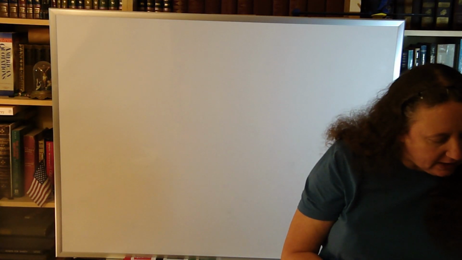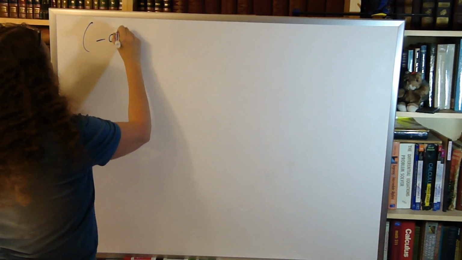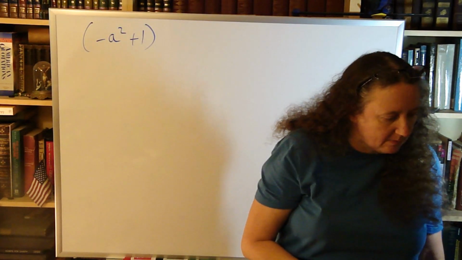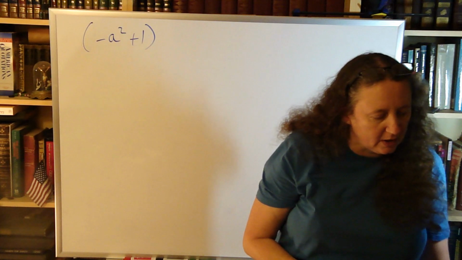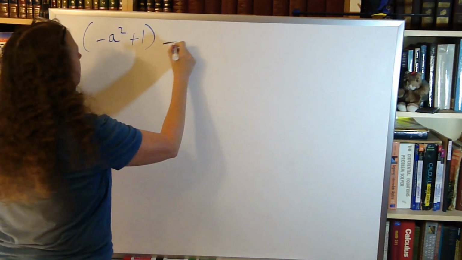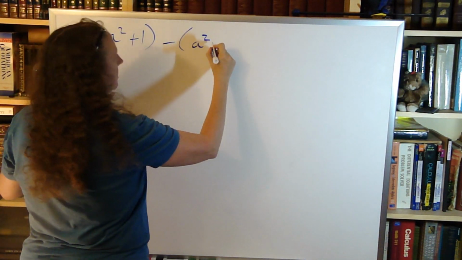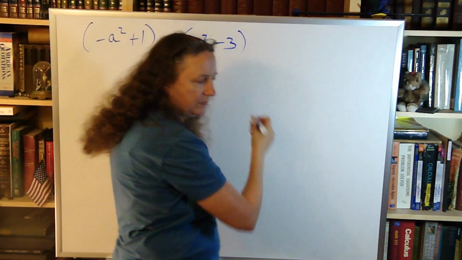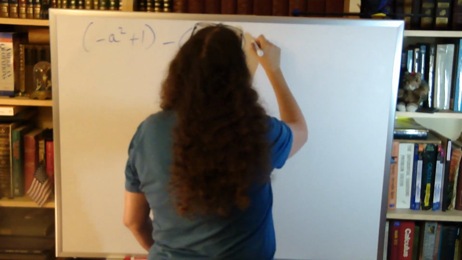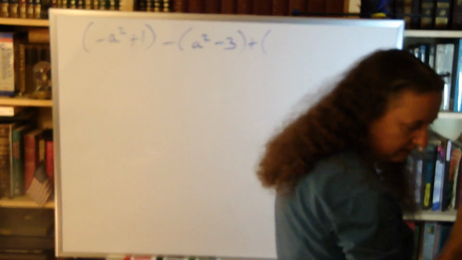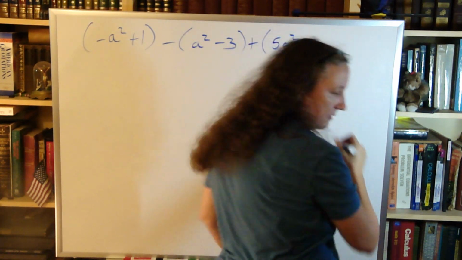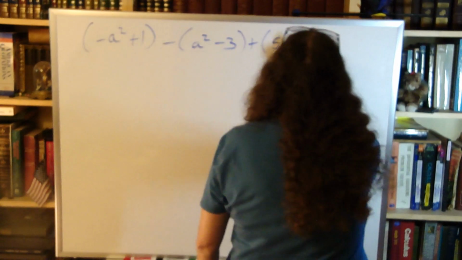Open parentheses, negative a squared plus 1, close parentheses. Minus, open parentheses, a squared minus 3, close parentheses. Plus, open parentheses, 5a squared minus 6a plus 7.